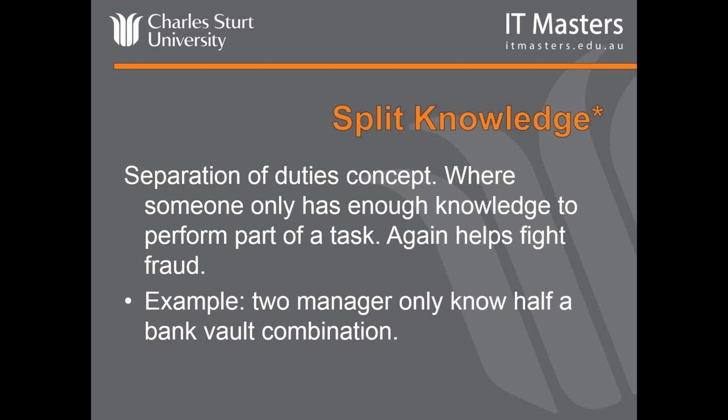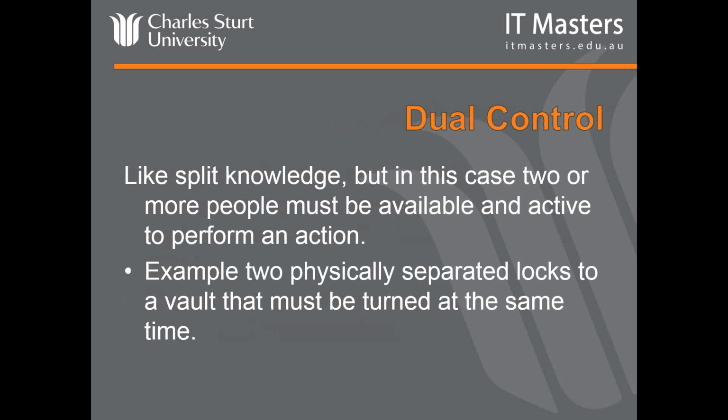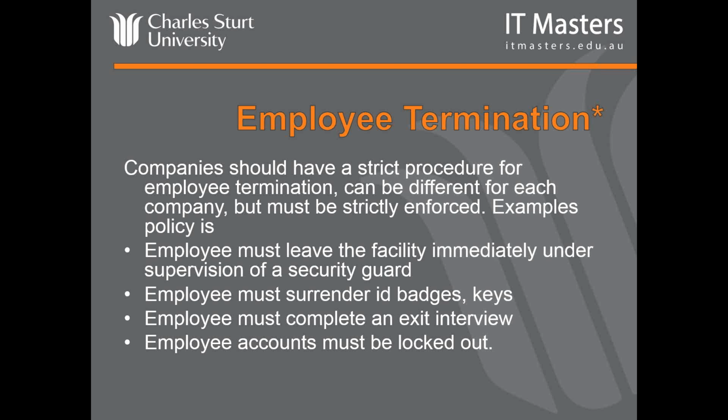Split knowledge, separation of duties once again: half a bank vault combination, half the password, half whatever else, and dual control, but multiple people separated, turned at the same time. It's the old fire the nuke type scenario where both people at the same time need to do something. Okay, so we have all of these together. Also need to think about how we terminate employees, if we need to surrender IT badges, walk people out, all of that stuff.